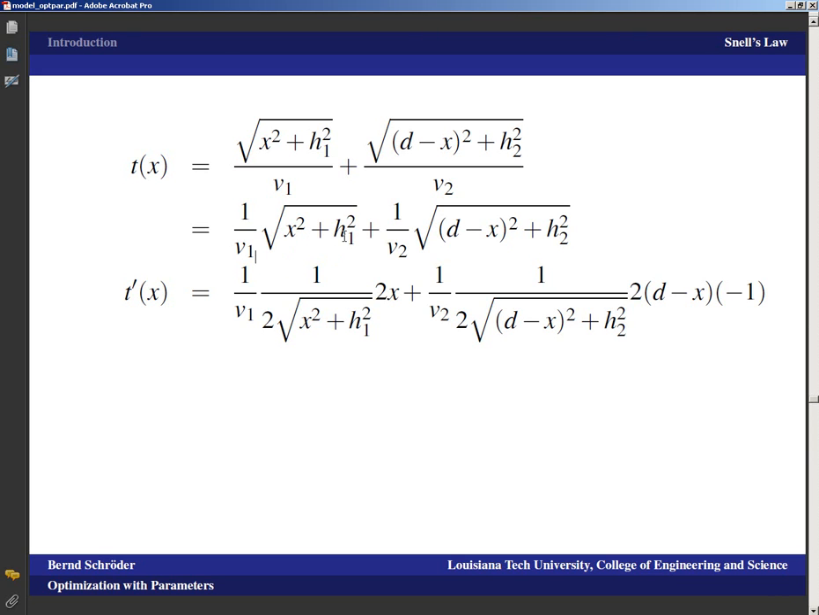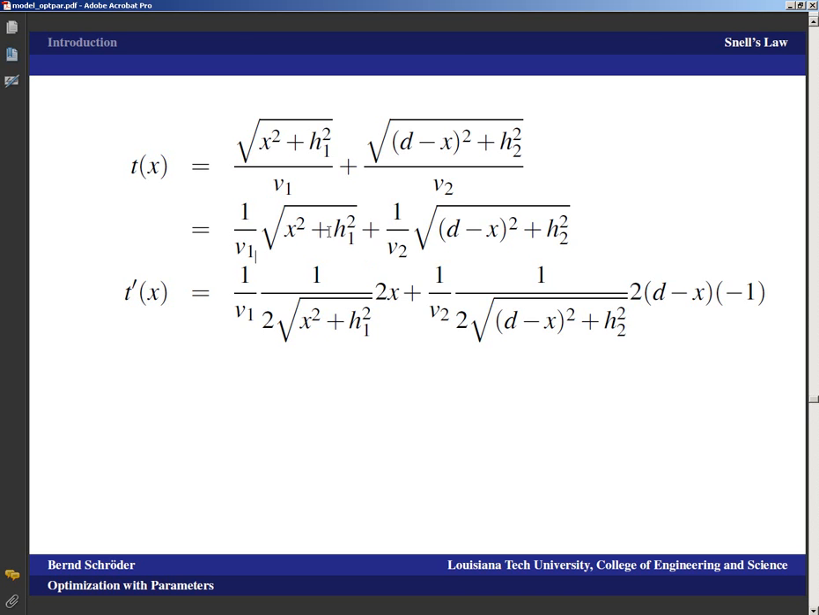The marking didn't go too well, so we have to take the derivative of this square root. Well, the derivative of the square root function is 1 over 2 times the square root of the inside, so we get 1 over 2 times square root x squared plus h1 squared times the derivative of the inside, which is 2x, because remember h1 is a constant.